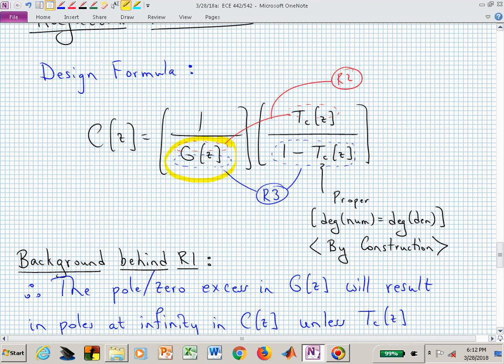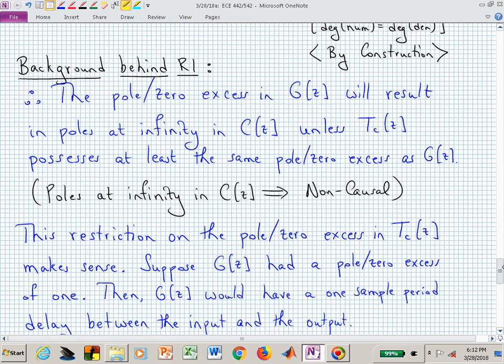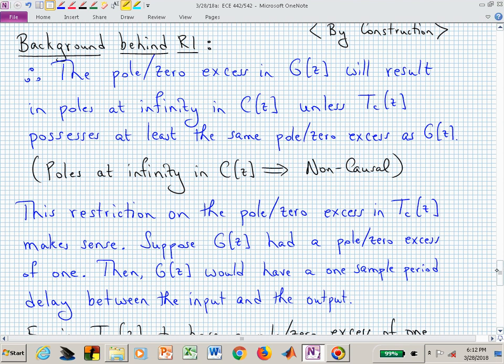Now, that's restriction 2 and restriction 3. We have the others that bookend those restrictions, restriction 1 and restriction 4. This restriction 1 is a little wordy, but you can read it on your own. You don't have to copy it down, but later you can try to figure out what in the world he was talking about. The background behind restriction 1, it's all based on keeping what? Capital C of Z, your controller, causal.